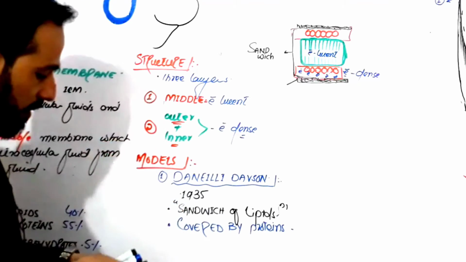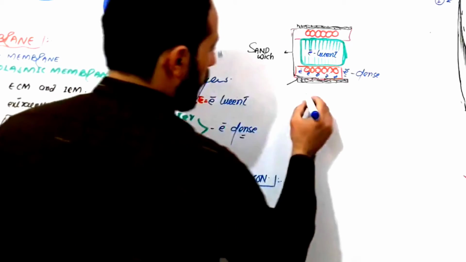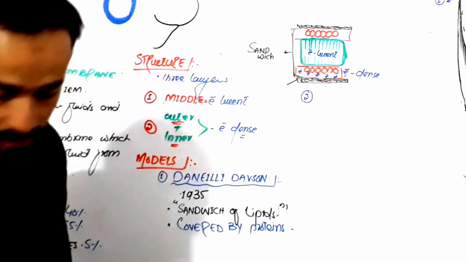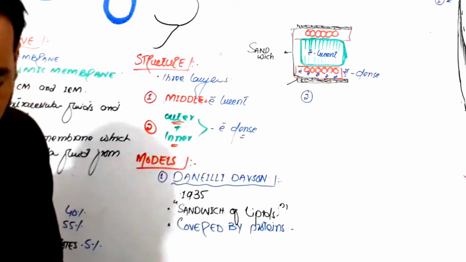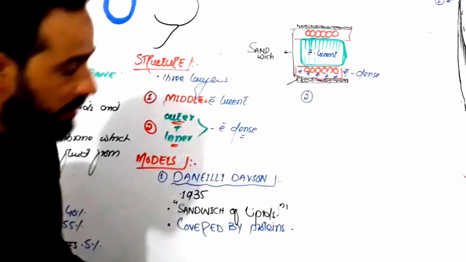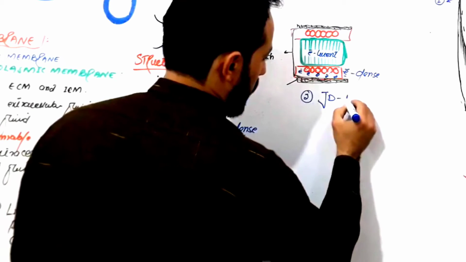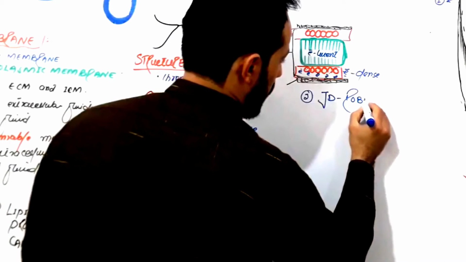Then there is the second model to explain the structure of the cell membrane, that is the J.D. Robertson model.